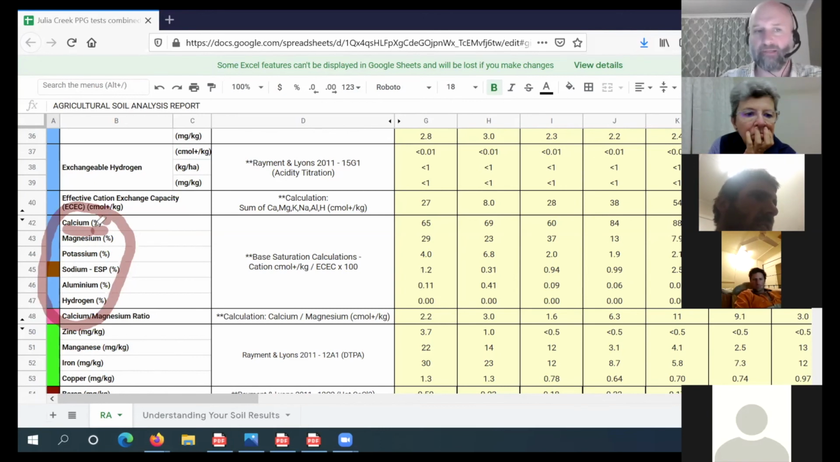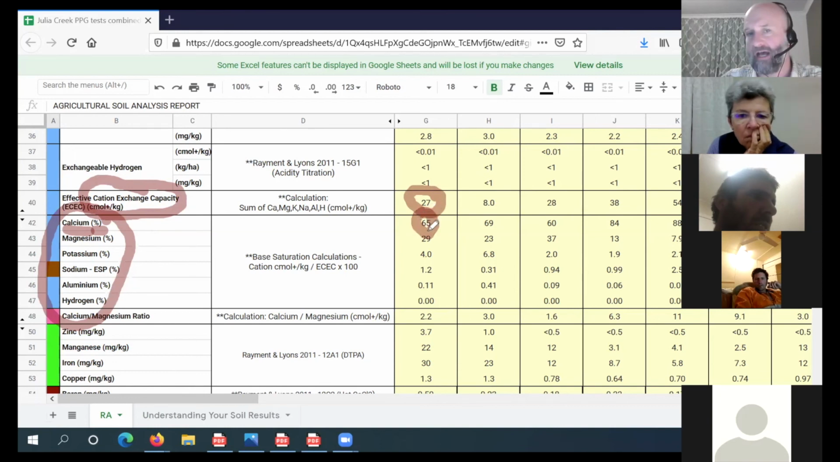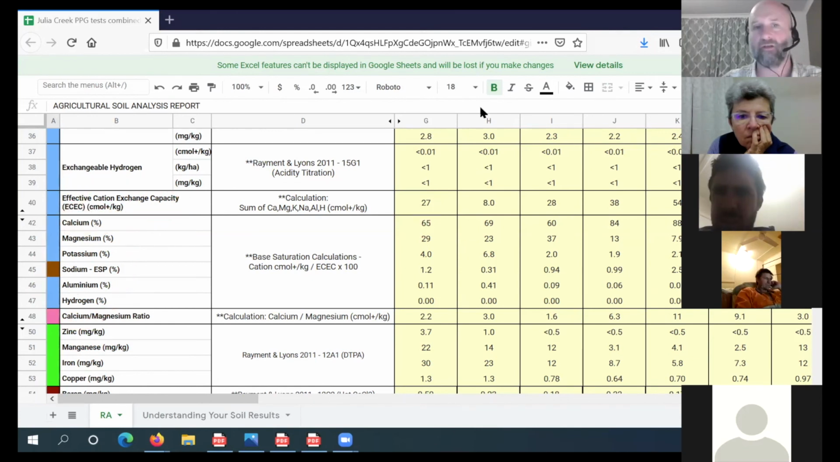So you can see percentage, and what they're talking about is the amount of calcium that's hanging out on that active colloid, or my CEC. So my CEC is 27 for this first soil, and 65% of that charge, remember it's a charge, has got calcium attached to it. And it's a really active part of my soil. So when we're talking high sodium soils, or what we call sodic soils, it's because the sodium gets too high on that charge.